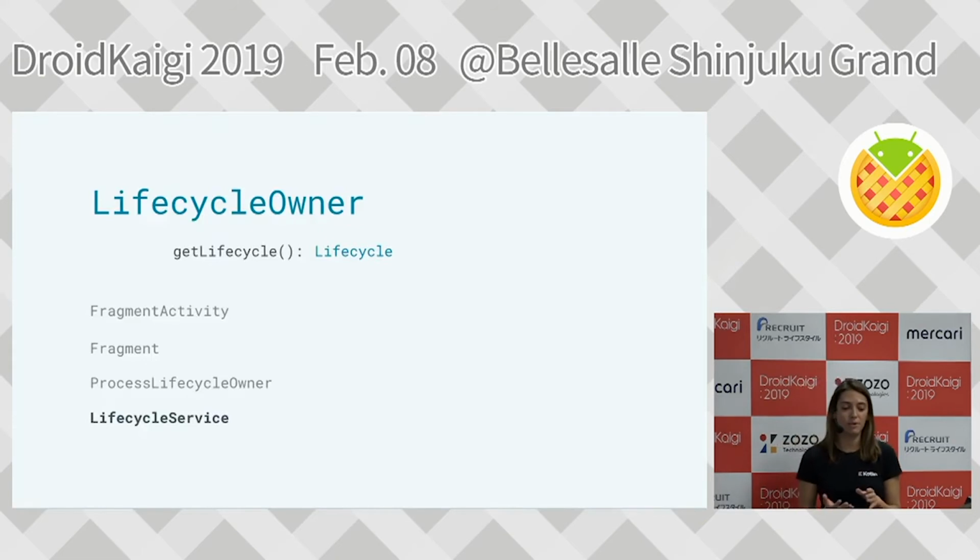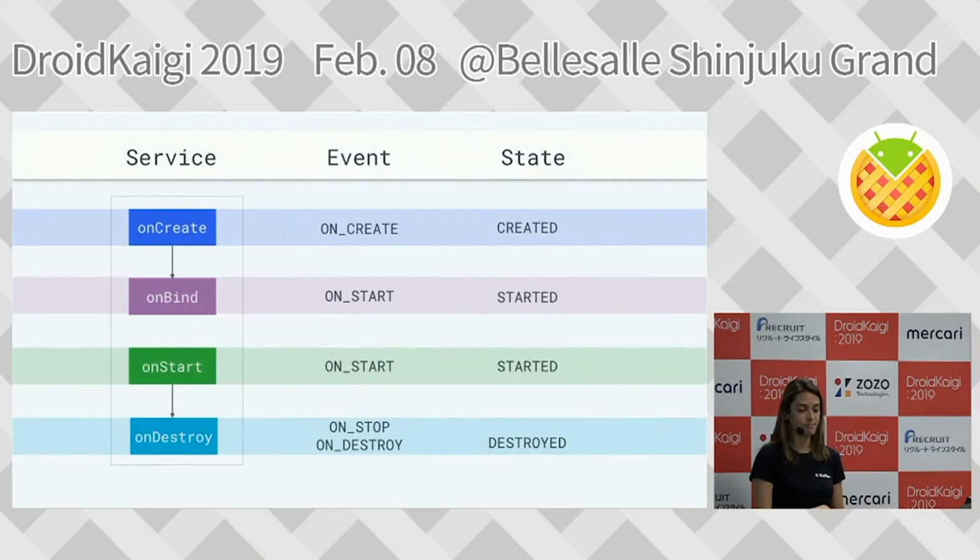The last type of lifecycle owner provided by the architecture components is the LifecycleService. This is a service class that also implements the lifecycle owner interface. When the service is created, the onCreate event is triggered. When the onBind or onStart methods are called, then the service moves to the started state. And then finally, when the onDestroy method is called on the service, both onStop and onDestroy events are triggered.